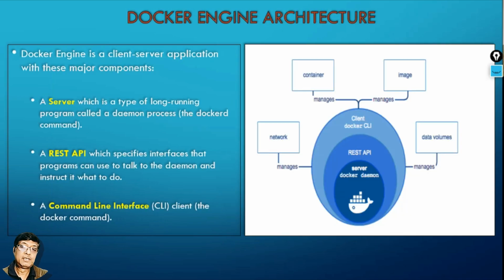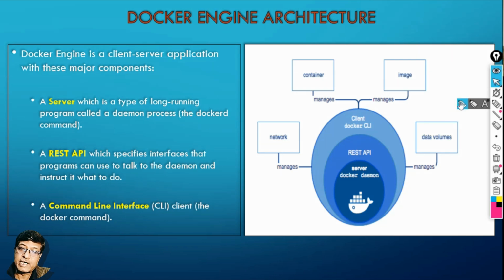Now, the most important part is what is the architecture? The architecture is very simple. It is like the kernel of the Linux operating system. The outer layer is the shell, or the Docker CLI, where you put in all your Docker commands. This is your interface. That's why it is called CLI, command line interface. So you as a user will write the Docker commands in this layer.